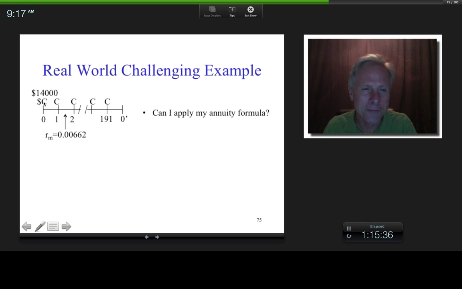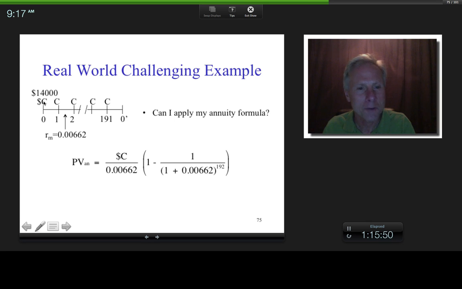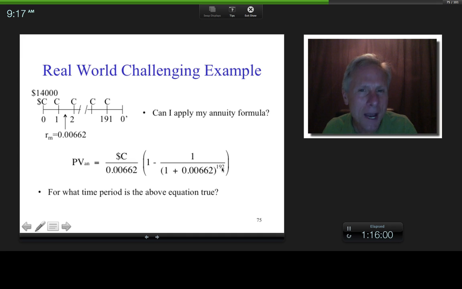Well, if I forget about the first one, then I have 1, 2, 3, all the way through 191, so I have 191. But then I also have this one that begins at time 0, so in total I have how many payments? 192, right? And so if we look at the annuity formula, basically I'm trying to figure out C. Here's my effective monthly rate, and I have 192 of these payments. Now, for what time period is this true? Is it true for the same time period of the first C, or one time period earlier? Well, it's one time period earlier, right? So this is true for 1 month ago.